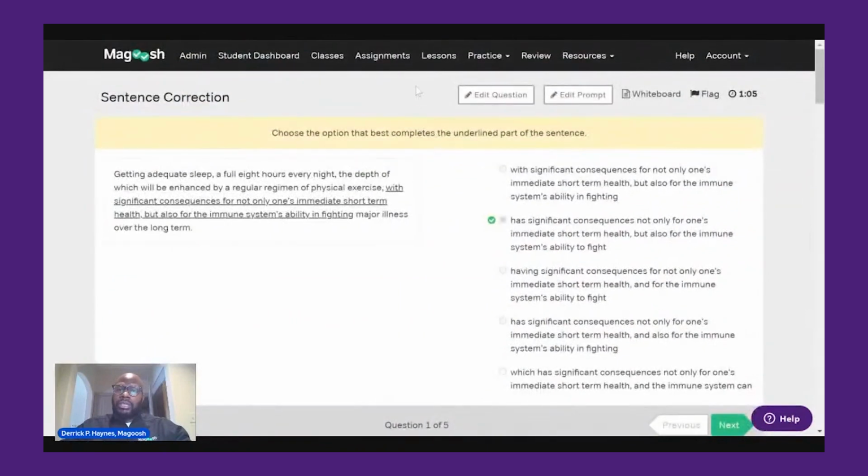So if you were to do this now on your error log, it's like, hey, I got this one right, but honestly, I kind of guessed. So now let's capture that information.